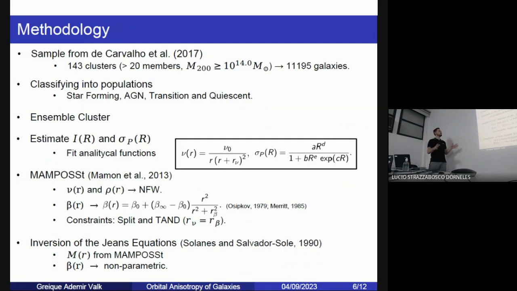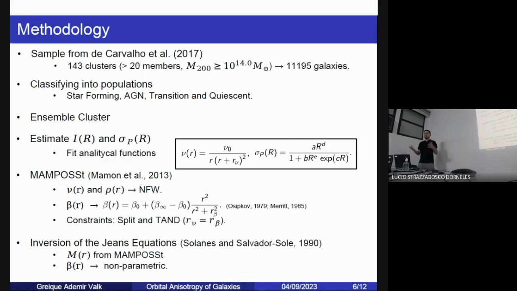Here's a summary of the methodology that we used. We use the sample from Carvalho et al. 2017, where we have 143 clusters and 11,195 galaxies. We classify these galaxies in 4 categories based on the main source responsible for the ionization of the gas: star forming, AGN, transition, and quiescent populations.